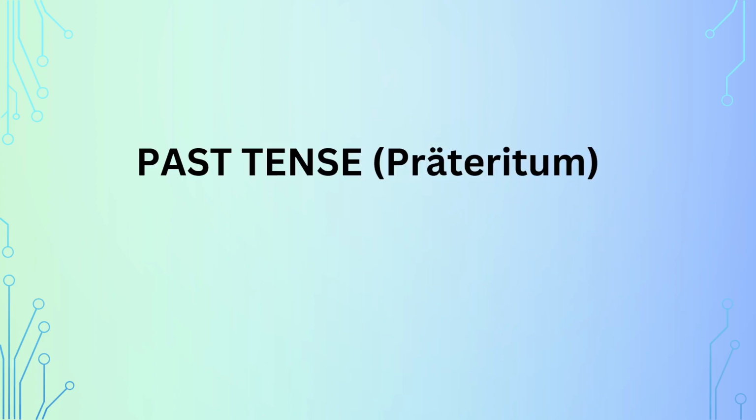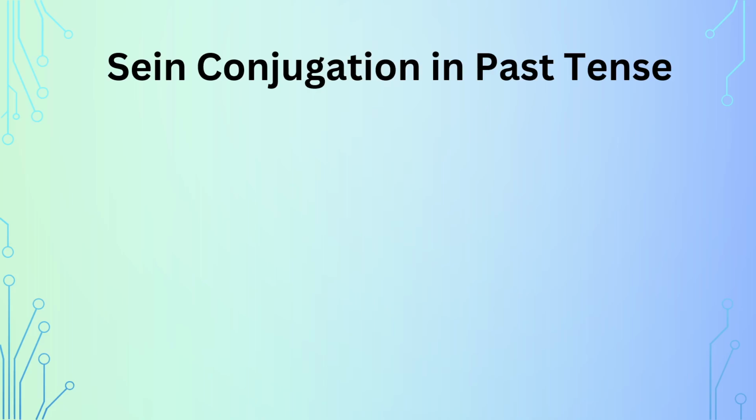Now let's see its usage in the past tense or the Präteritum form. So it is mainly used in formal writing such as books, newspapers, professional emails, etc. So here's how you can conjugate sein in the past tense.